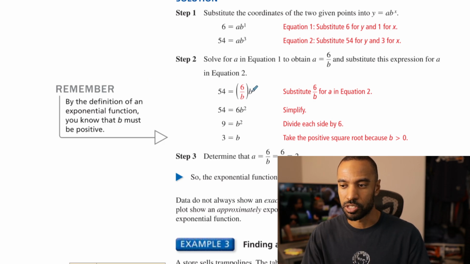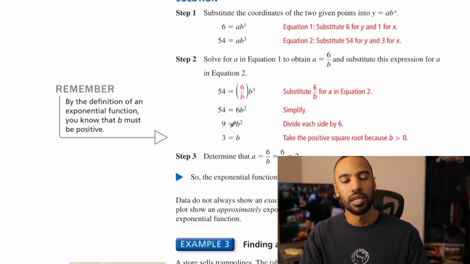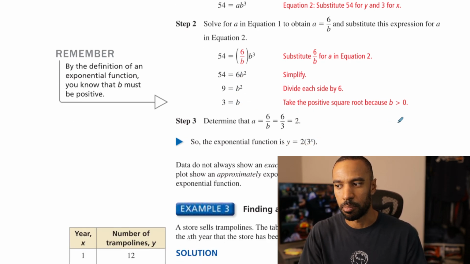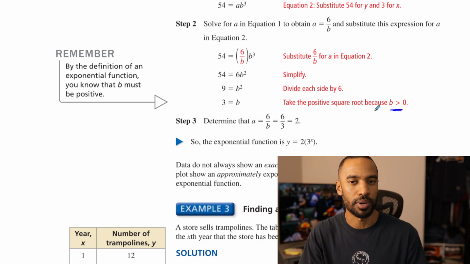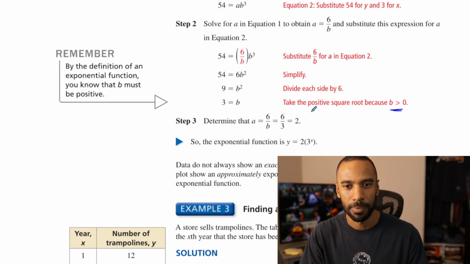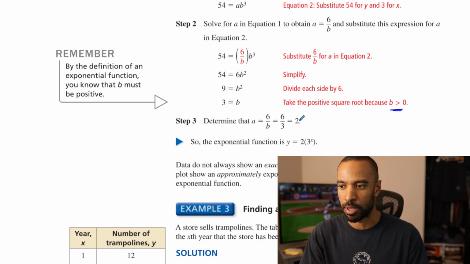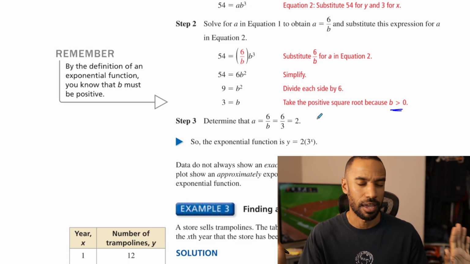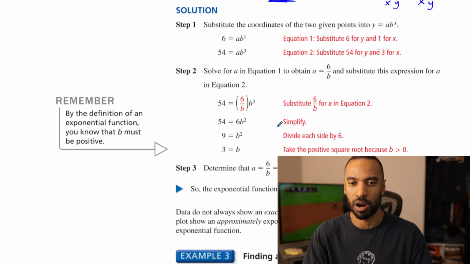So you have this here, b cubed over b is b squared, divide by 6, take the square root. There's no plus or minus 3. b can only be the positive number. Only b is greater than 0 in exponential functions. There's that. And then you can find a by doing 6 divided by 3, which is 2. Perfectly fine way. I have no problem with it. I'm probably going to do it more often than not.